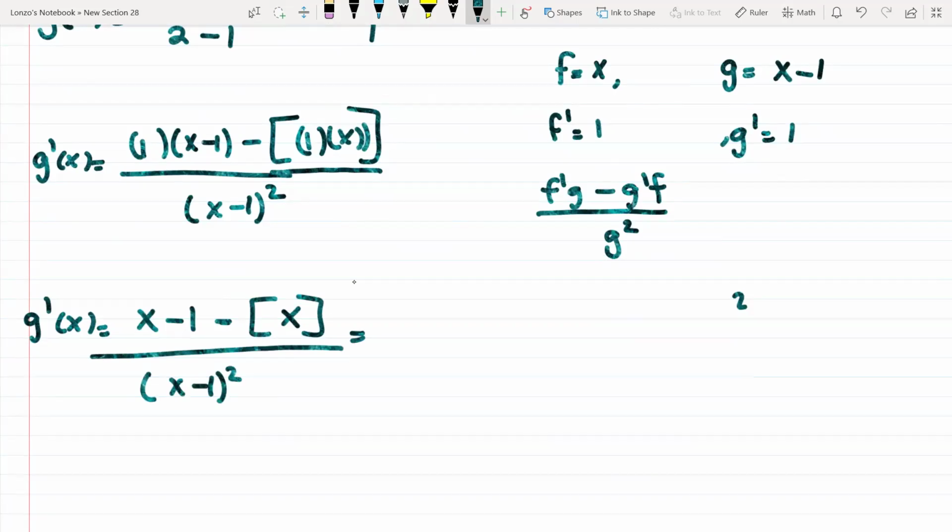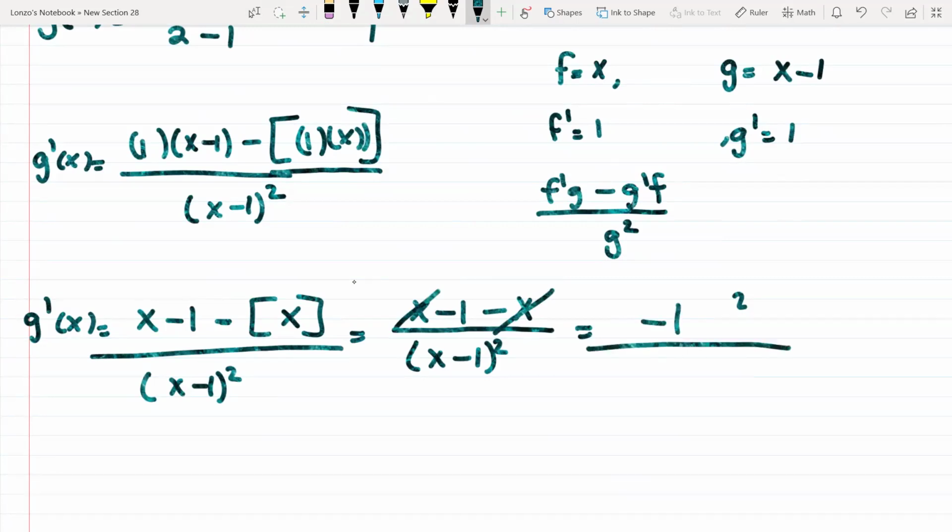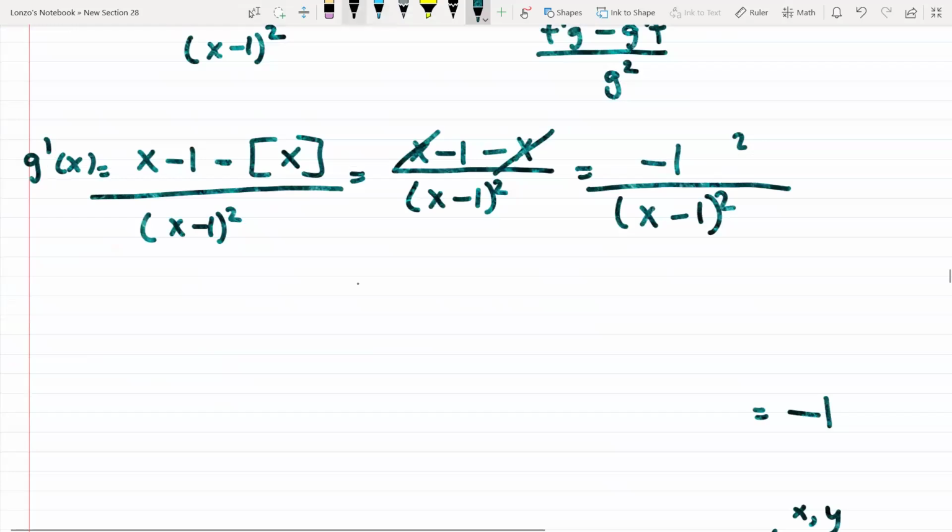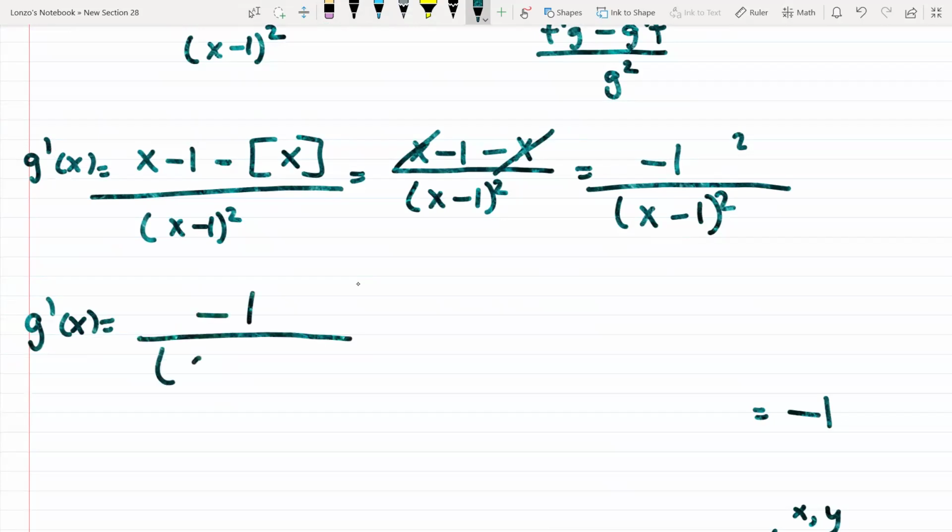If I clean this up, this would be x minus 1 minus x over x minus 1 squared. The x cancels, so you're left with negative 1 over x minus 1 squared. So my g prime is negative 1 over x minus 1 squared.